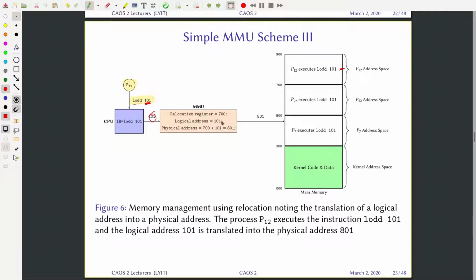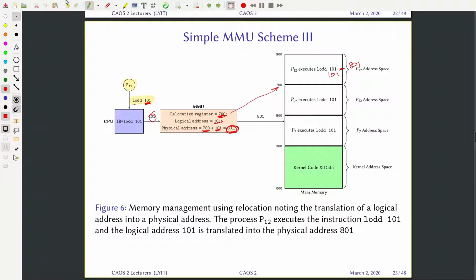As before, the MMU has been reset. Its relocation register is now set to 700, which is this starting address here, which is the beginning of the address space, the physical address space allocated to P12. And then as before, we take the logical address 101, we add it to the starting address 700, and that gives us the new physical address, which is 801, which is about here. So there's the physical address 801, and the logical address is 101.